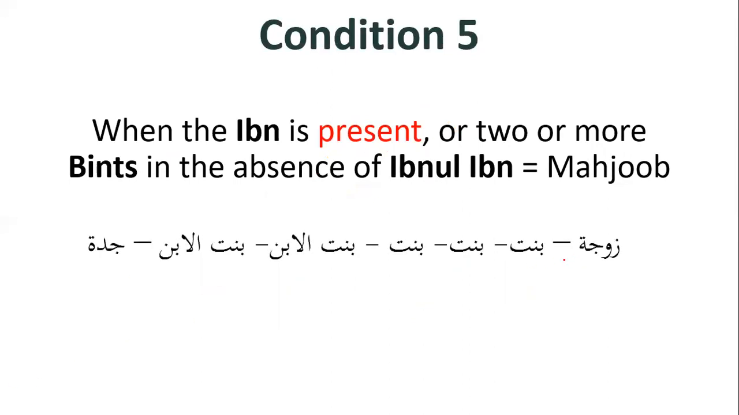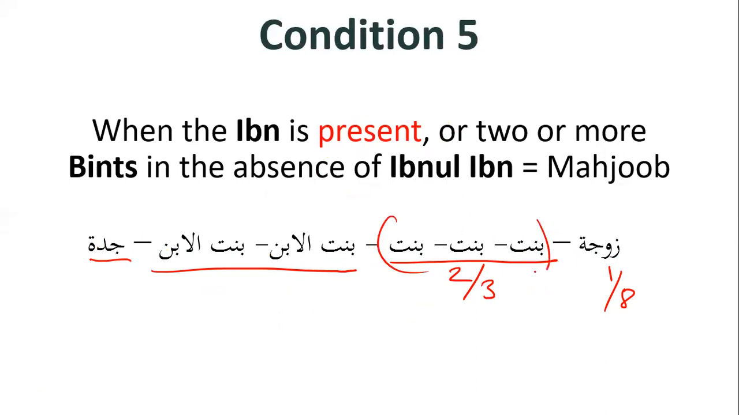We have here Zawja, Bint, Bintul Ibn, Bintul Ibn again, and Jadda. So Jadda we haven't done. We've done Zawja, we know that she gets 1/8. We've done Bint, we know that they get 2/3. Over here, Bintul Ibn. We can see 2 or more bints in the absence of Ibn al-Ibn. The Bintul Ibns will be mahjub.